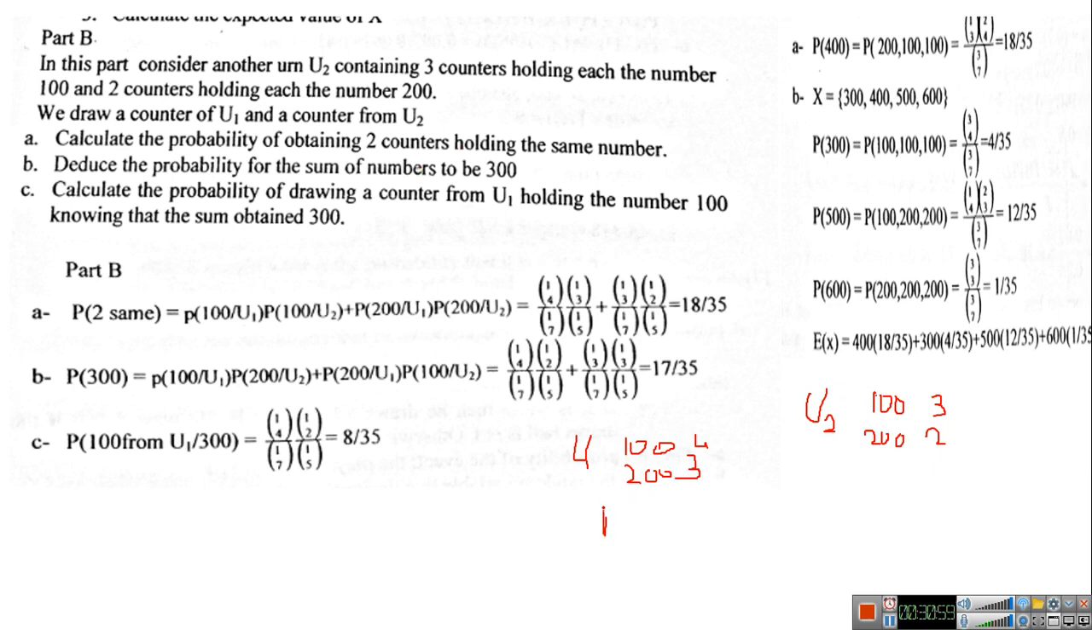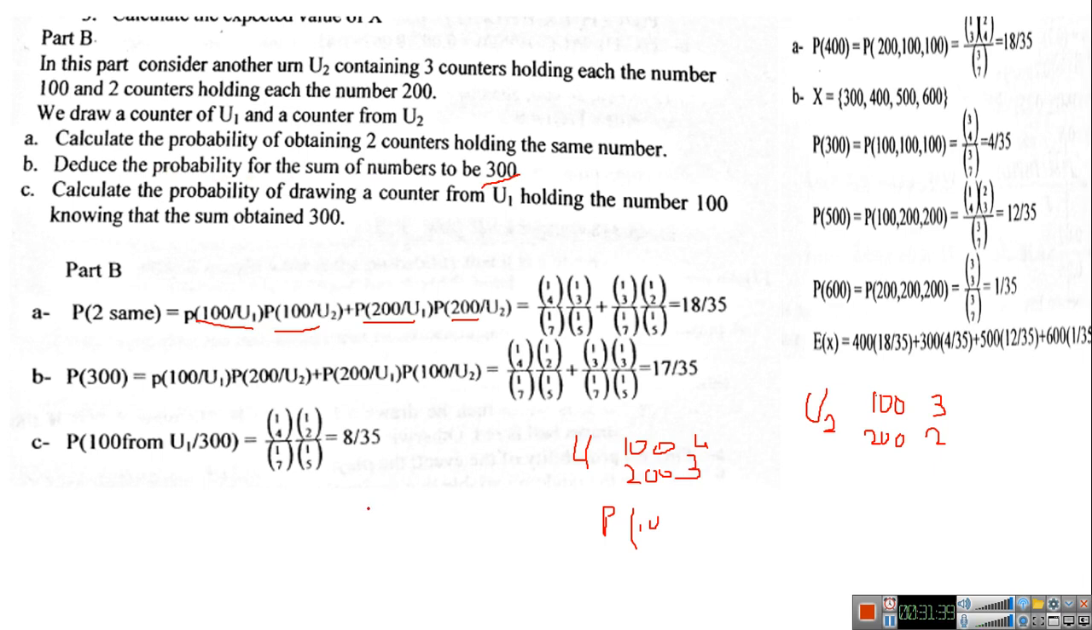So I want to have 100 from U1 times P of 100 from U2, or 200 from U1 times P of 200 from U2. How many 100s do we have here? We have 4, so 1 out of 4. How many 100s in the second? 1 out of 4 over 1 out of 7 here, times 1 out of 3 over 1 out of 5. So don't do it together because they are independent, two different urns. Plus, I want 200: 1 out of 3 over 1 out of 7 here, 4 plus 3 is 7. Here, 1 out of 2 for 200 over 1 out of 5. This is the answer. Deduce the probability for the sum to be 300.